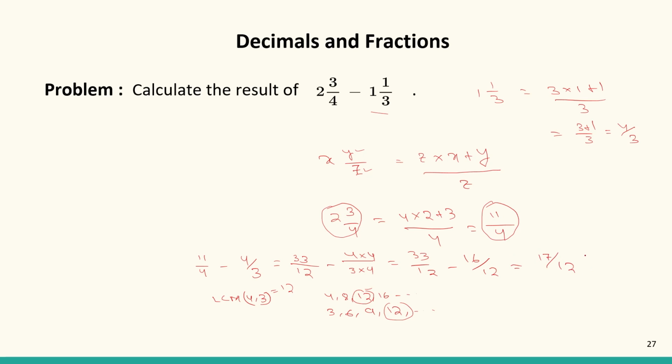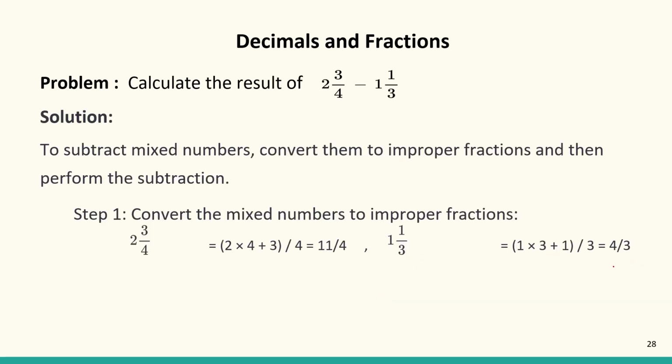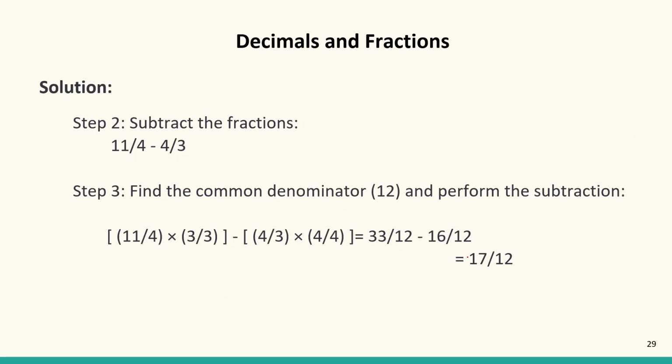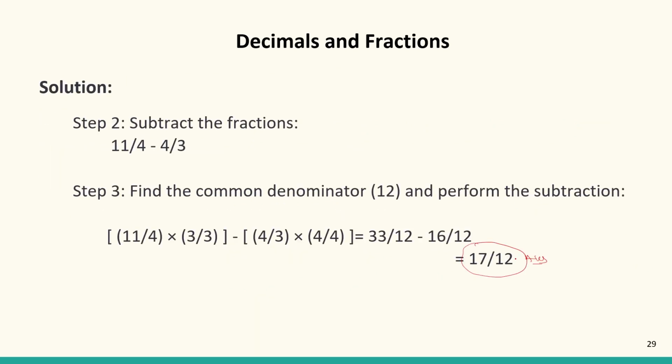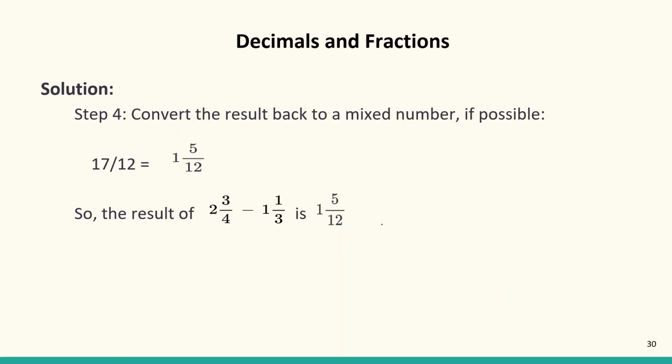And what we can find out here is 1 and 5 by 12. In the mixed number form, this will be the answer. Let's see, what we did is we first converted it, and this is the answer that we got. Same answer, 17 by 12, and here 17 by 12 can also be written as 1 and 5 by 12. Here we got it in the mixed number form.